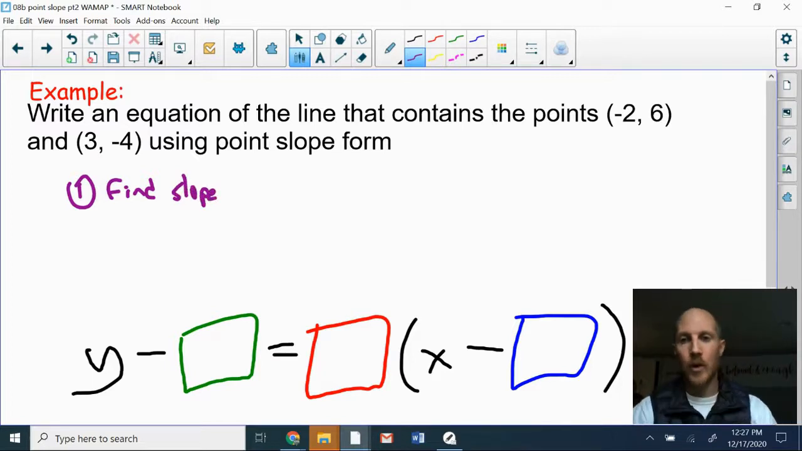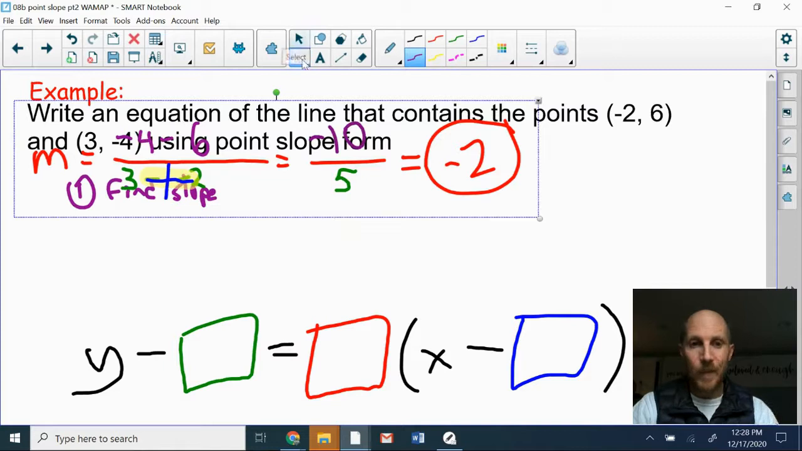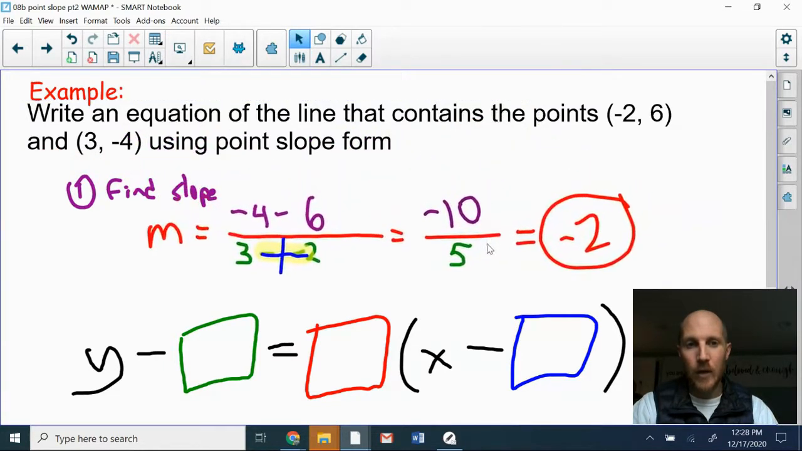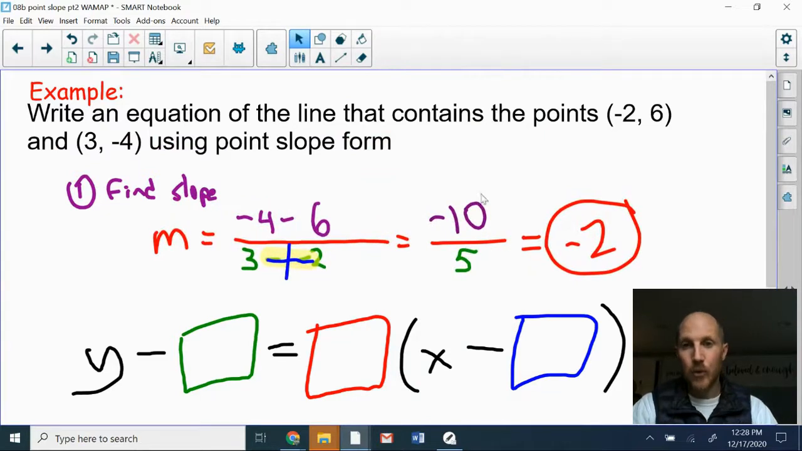Because this time we are given 2 points and we need to find the slope between those 2 points. So conveniently, we already did that. That's the same points that we had in our Do Now. And so we found the slope between (-2, 6) and (3, -4) just a minute ago. The slope that we found was -2.